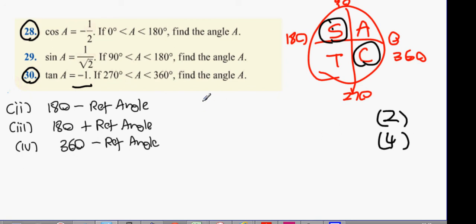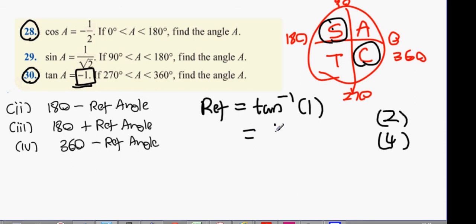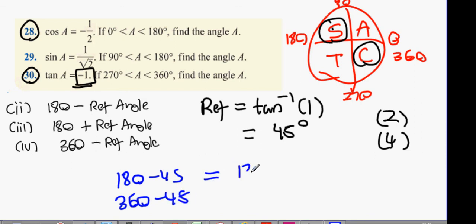Next part. Get your reference angle. What's the reference angle? Tan inverse? Not -1. I told you never to use the minus sign. Always use the 1. Just the positive sign. What do we get for this? 45 degrees. Now guys, what are my two angles then? Rule 2 and rule 4. 180 minus 45 and 360 minus 45 gives me the two answers of 135 and 315.